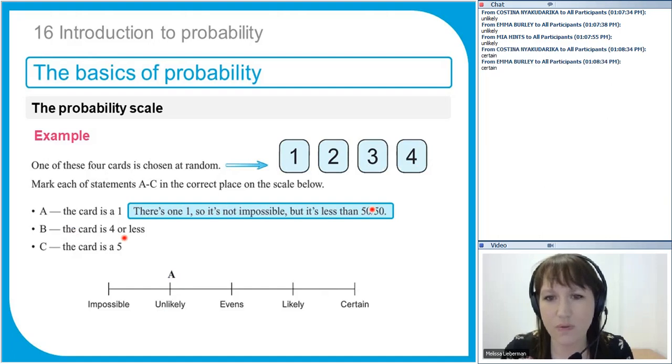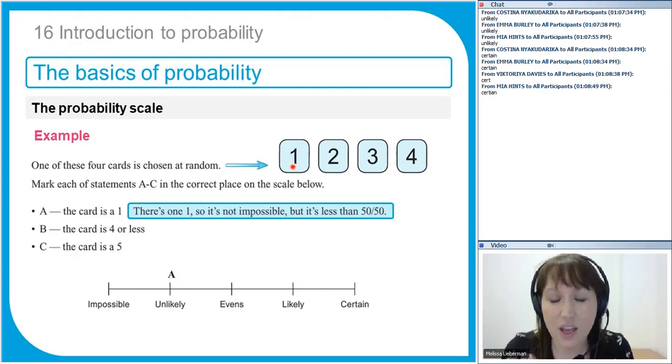So we've got 4, we've got 3, we've got 2, and we've got 1. Well, all of them are 4 or less. So whatever card you turn over is going to be 4 or less. The probability that one of those cards is going to be 4 or less. Brilliant. Everyone that says certain, good. Victoria, certain, good. So it's definitely going to be 4 or less. So the probability that it's 4 or less is certain.